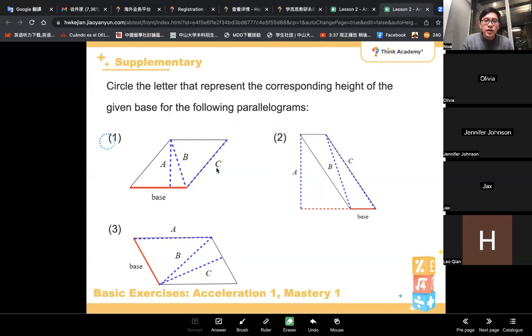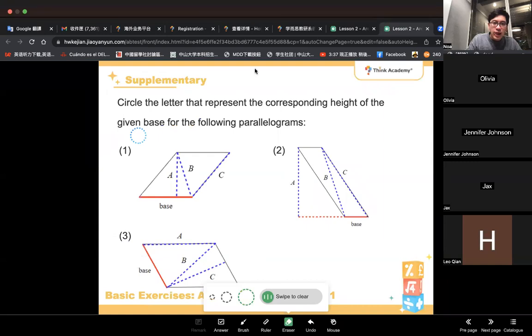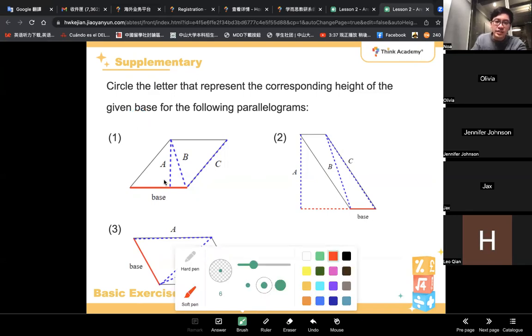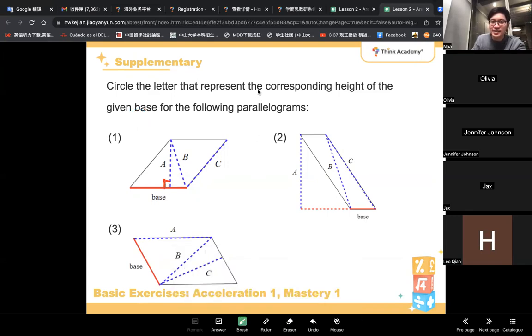Now, for supplementary, we have three questions. Can you guys, now we've practiced before, tell me which is the height for base one on the chat box? Yeah, I see. Sarah's, nice. Yes, A, of course, right? Because of what? A is the perpendicular distance between the base and the opposite side. Great job.